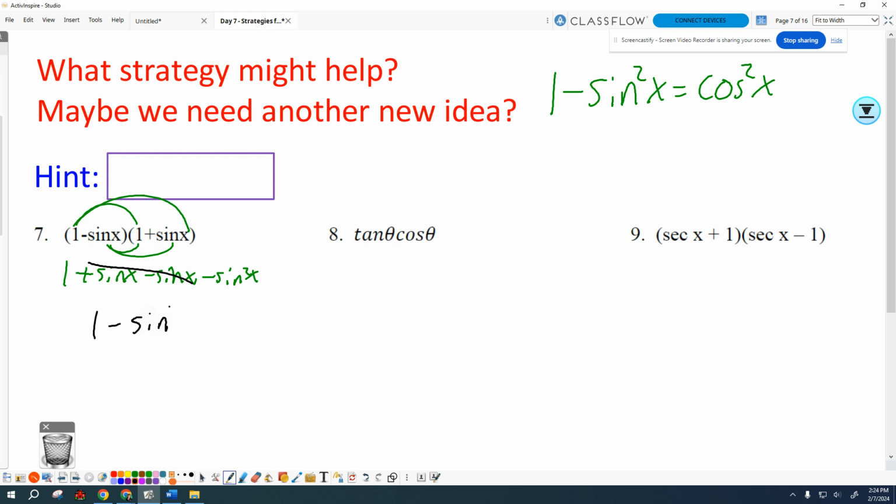But also isn't sin x. That was a square, so it doesn't go away. Would it be a positive? Why does it become positive? I don't know. What does 1 minus sine squared x equal from that identity? Cosine squared.